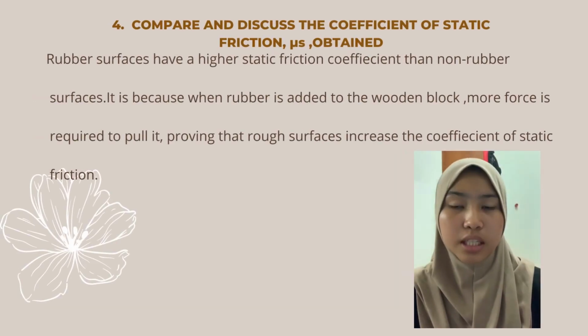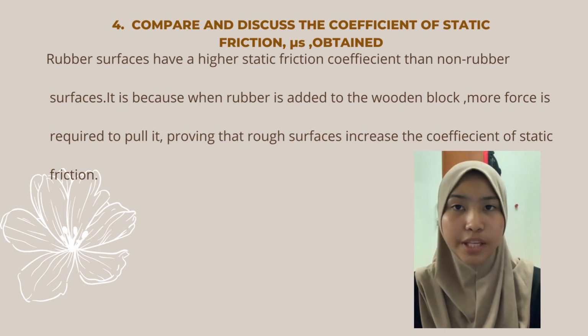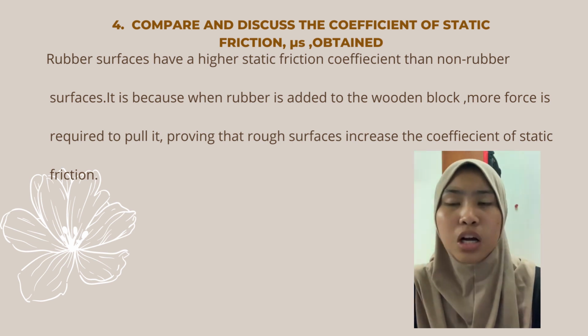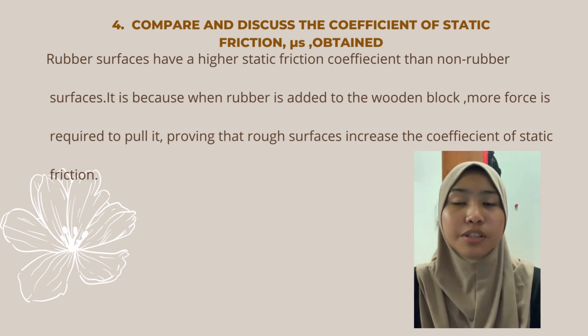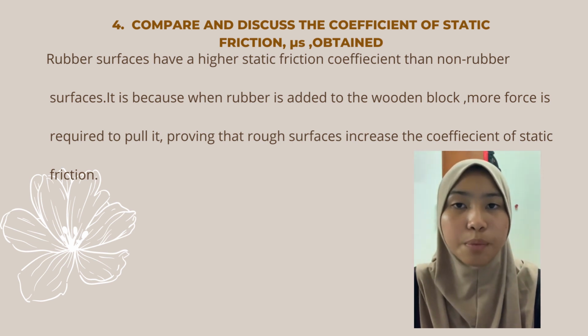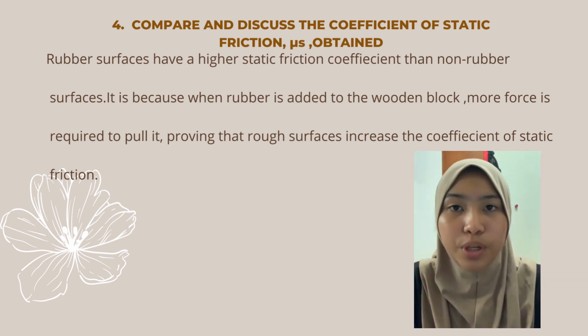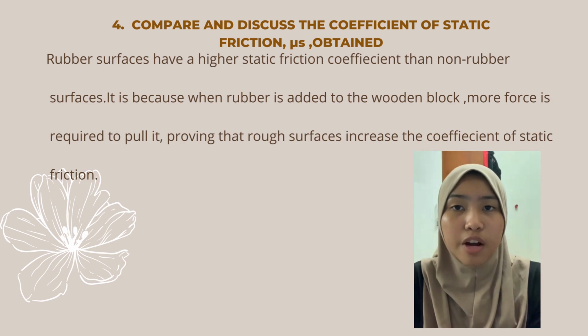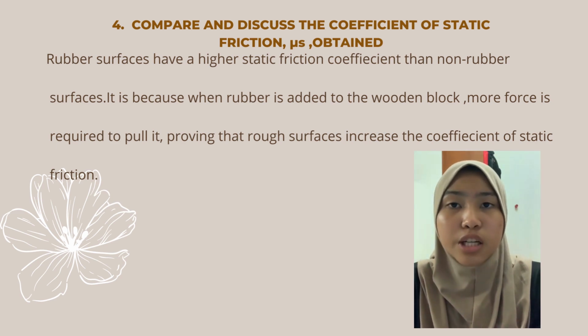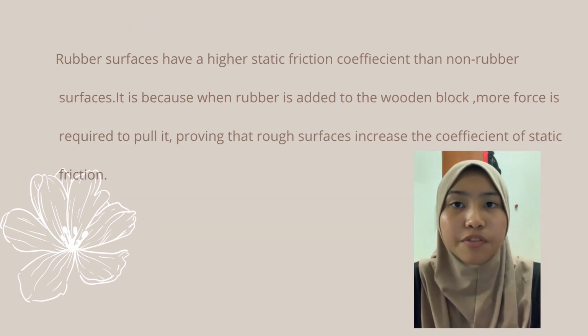Analysis 4 is to compare and discuss the coefficient of static friction μs obtained. The rubber surface has a higher friction coefficient than the non-rubber surface. It is because when rubber is added to the wooden block, more force is required to pull it, proving that a rough surface increases the coefficient of static friction.